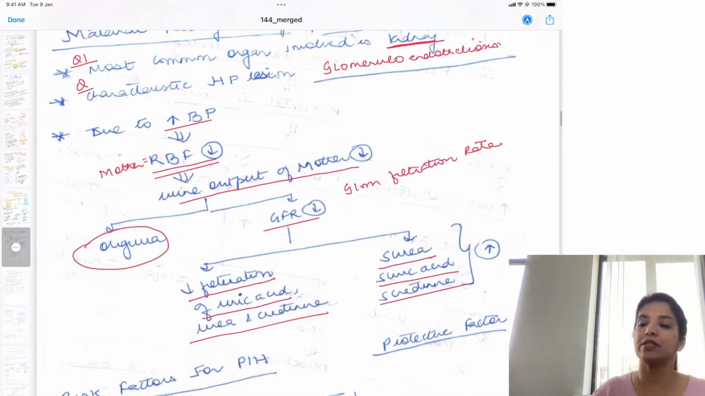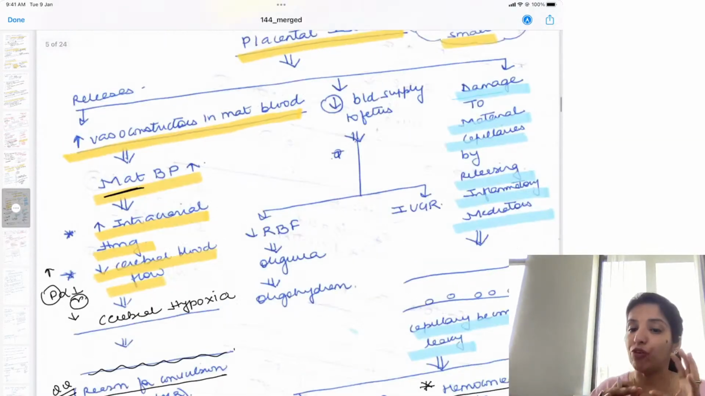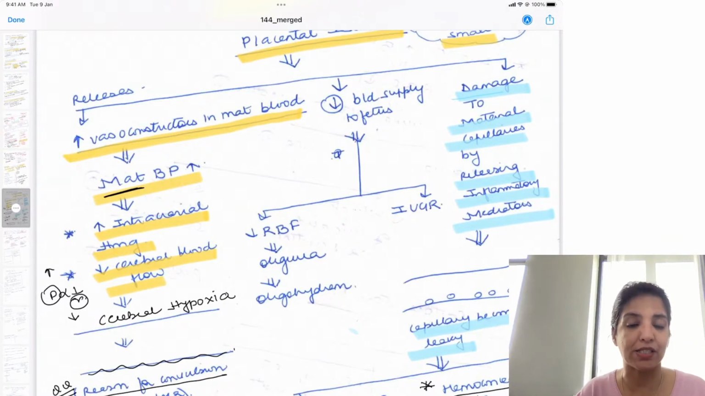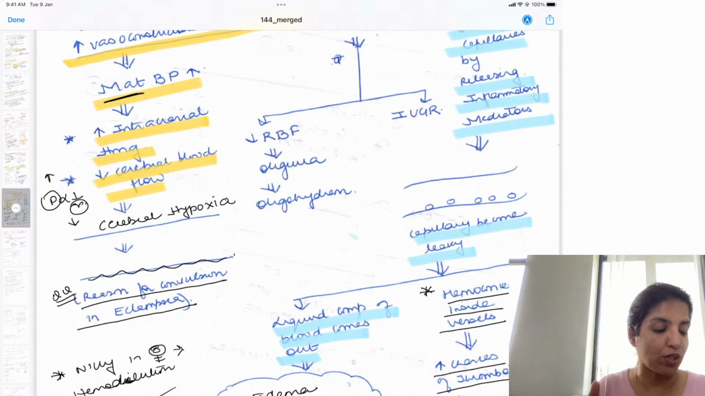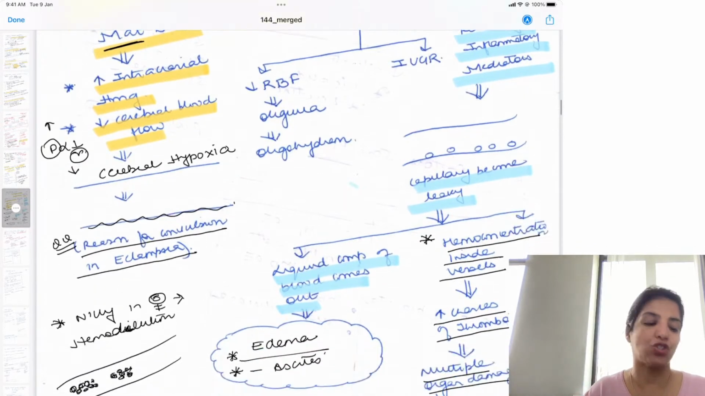Organ damage happens in PIH because the inflammatory mediators are released by the placenta, which lead to making the capillary leaky. And because the capillary becomes leaky, the liquid component of blood moves into the third space and there will be third space collection, whereas the blood cells are going to remain inside the blood vessels, which is going to lead to hemoconcentration, and that is going to lead to increased chances of thrombosis, right? So these problems are happening because PIH is affecting the mother.